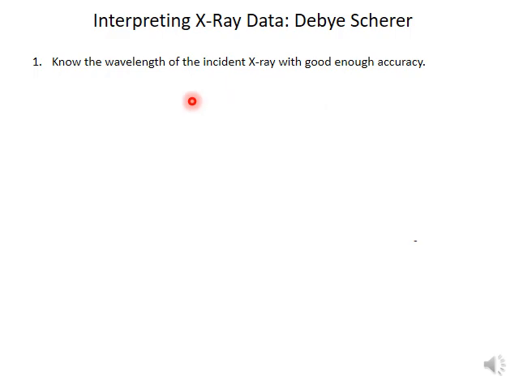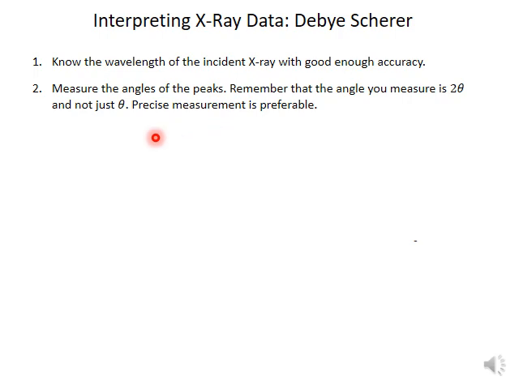First, you know the wavelength of the incident ray with good enough accuracy. As we already knew, the more accurately you know the incident X-ray wavelength, the more accurate your calculations or interpretation will be. Then you take your spectrum and calculate accurately the angles of all the peaks which you see in the X-ray diffraction data. And by angles, I mean 2 theta and not theta, because each peak is at a certain 2 theta value.